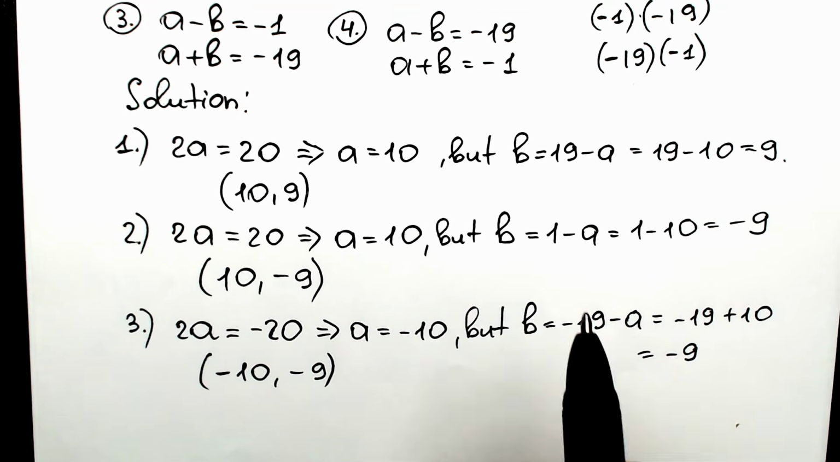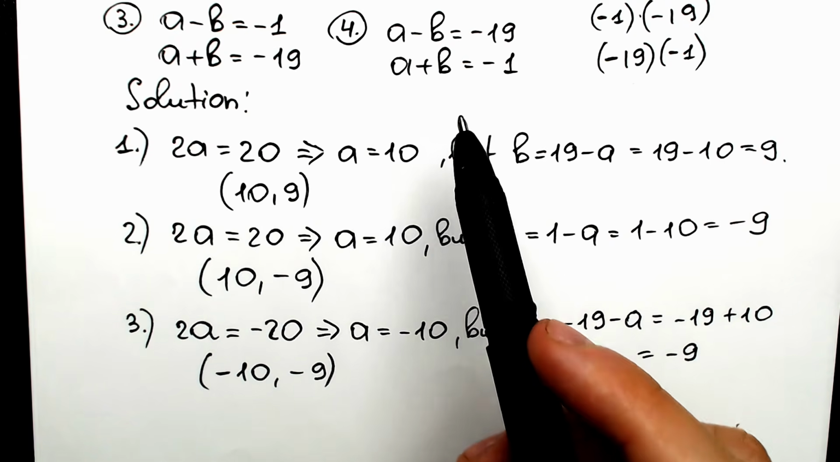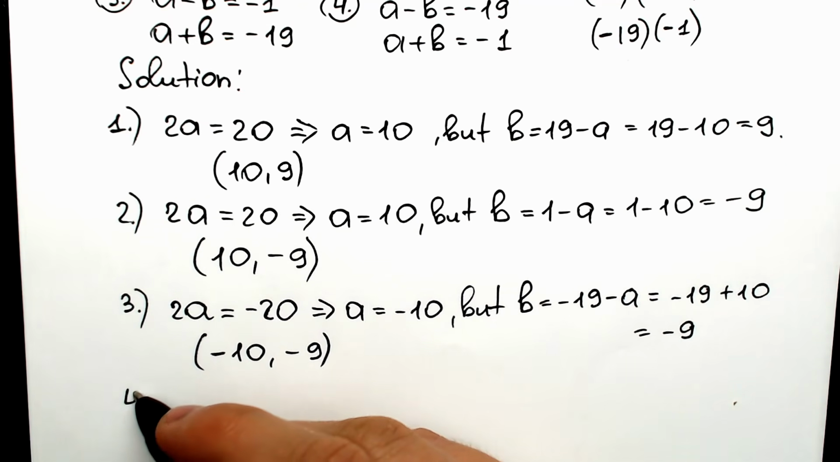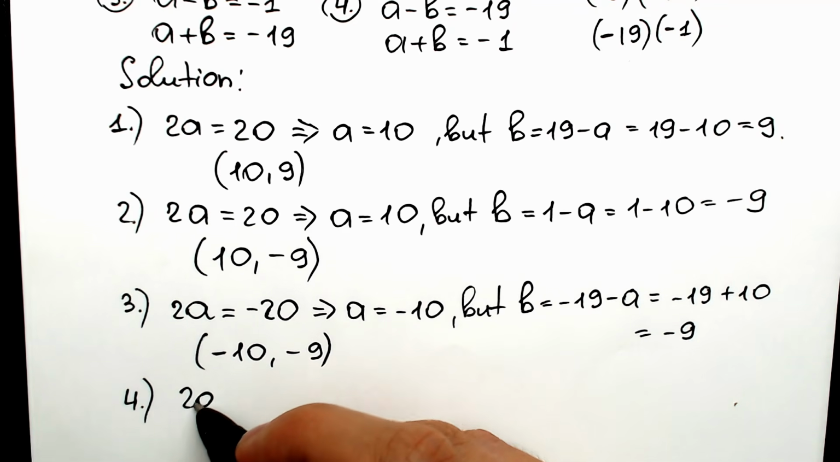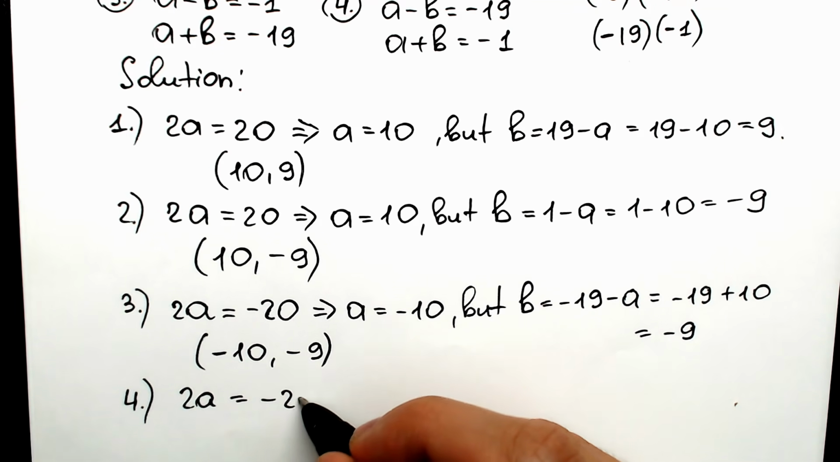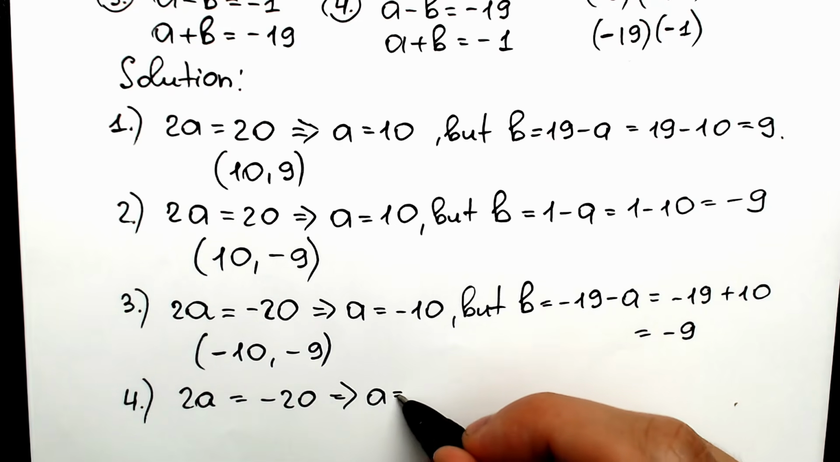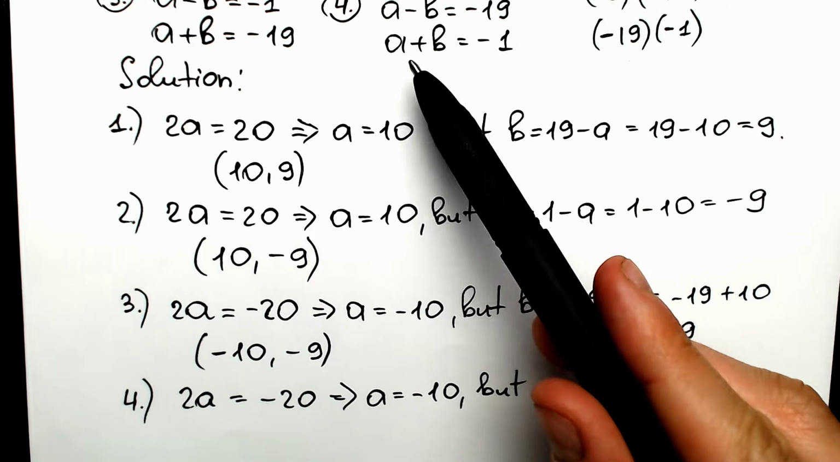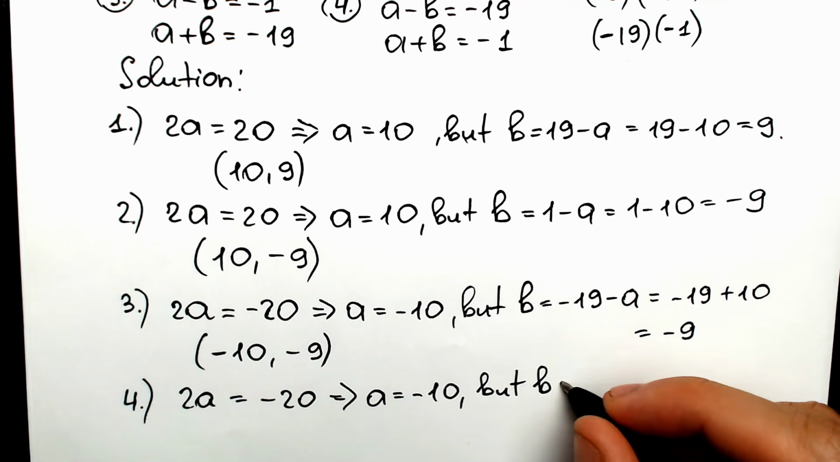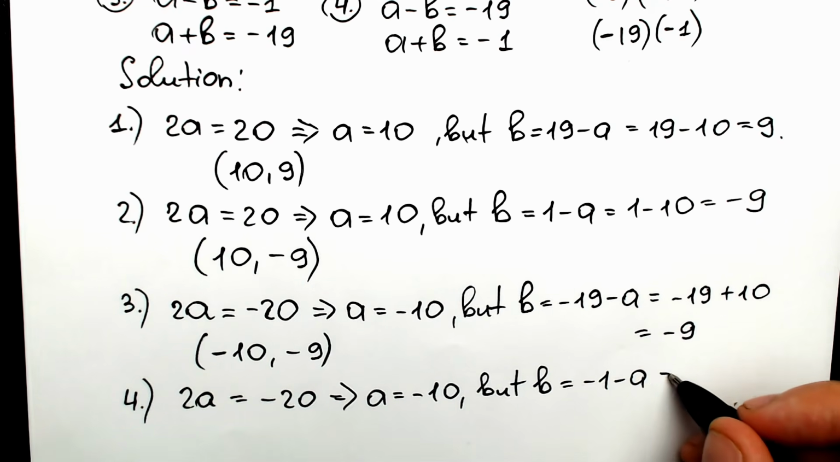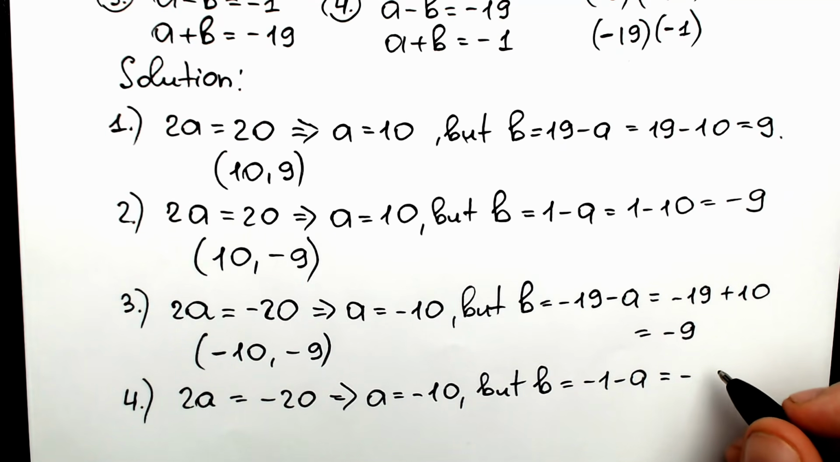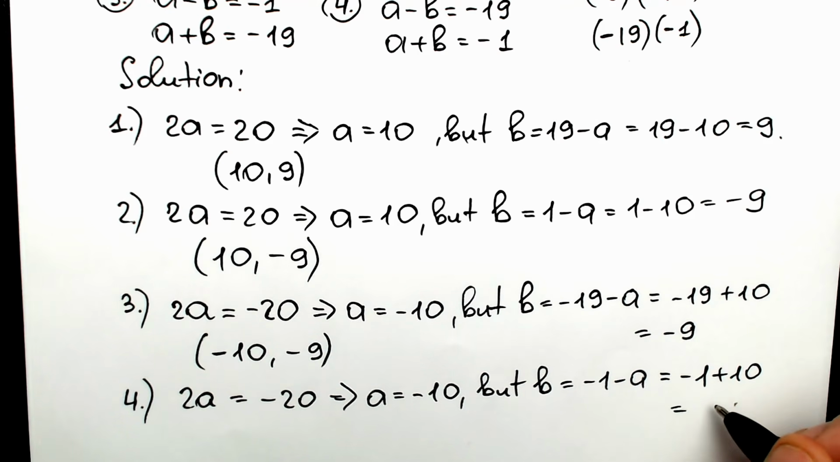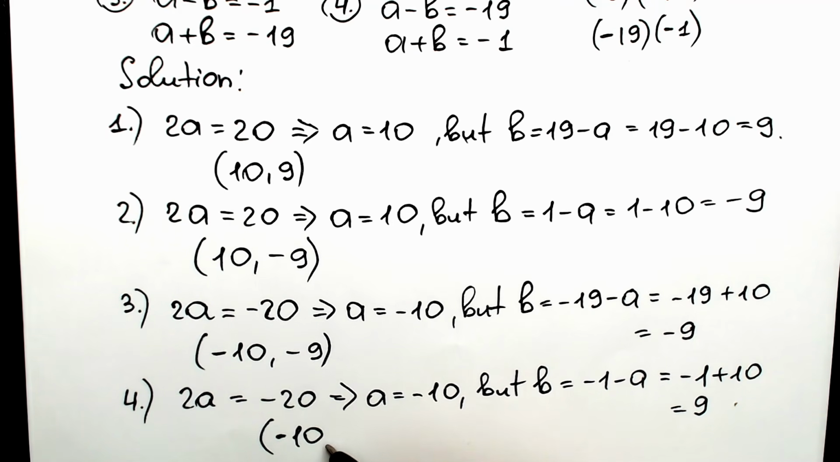And our last system of equations, the fourth system, we have 2a equal to minus 20, and from here our a is equal to minus 10. But b equal to minus 1 minus a. So as a result, we have minus 1 minus minus 10, so we have plus 10, and we get 9. And we have our fourth pair: minus 10 and 9.